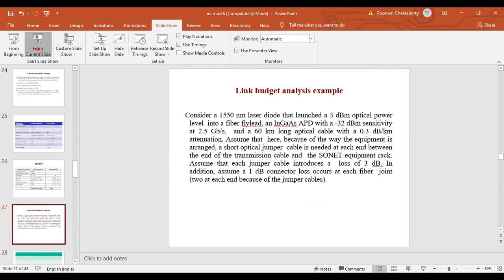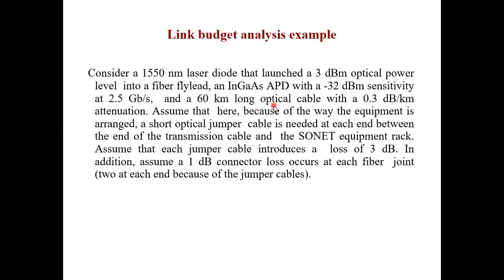And make a table, start doing it, then I will see what you are getting. So consider a 1550 nanometer laser diode that launched a 3 dBm optical power level into a fiber flylead. Okay, so PS is mentioned over here. An indium gallium arsenide APD with a minus 32 dBm sensitivity at 2.5 gigabits per second. So this is the PR that is given to you. And a 60 kilometer long optical cable. So here L is 60 with 0.3 dB per kilometer at inversion.